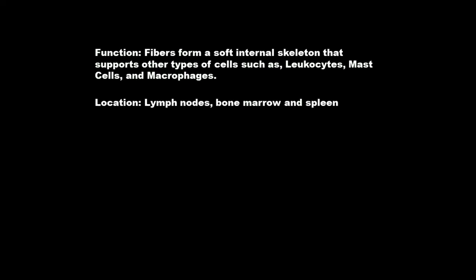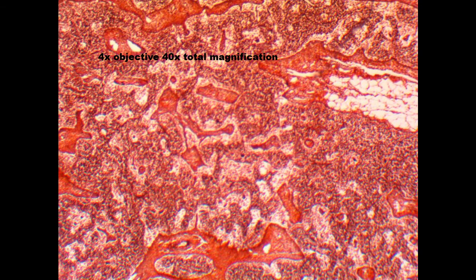Reticular tissue. The main function of reticular tissue fibers is to form this soft internal skeleton that supports other types of cells such as leukocytes, mast cells, and macrophages. You're primarily going to find this tissue in lymph nodes, bone marrow, and spleen. We're going to look at several slides of reticular tissue because we have several here at the college.